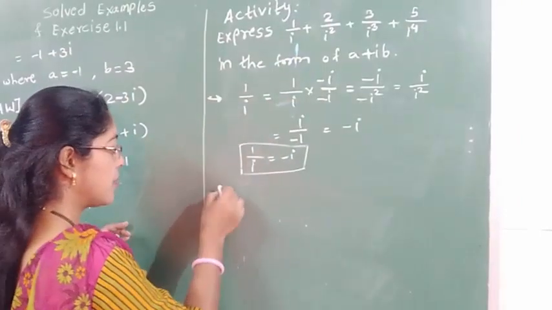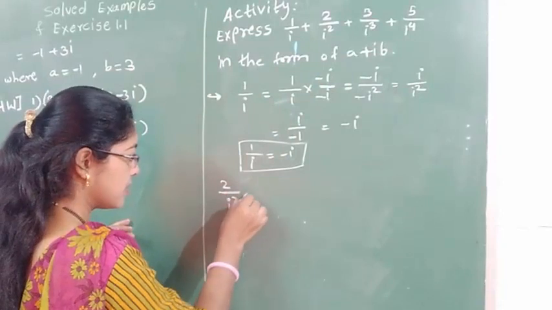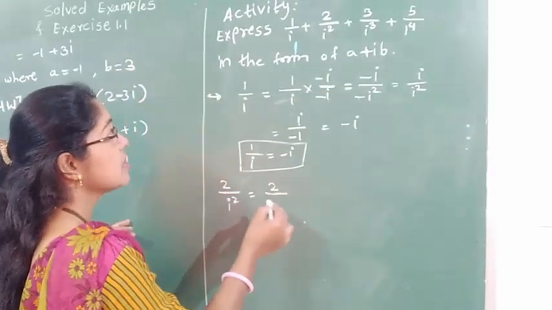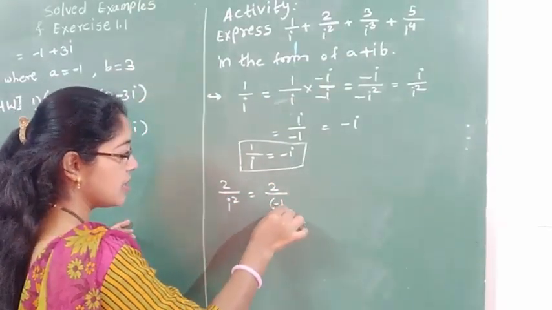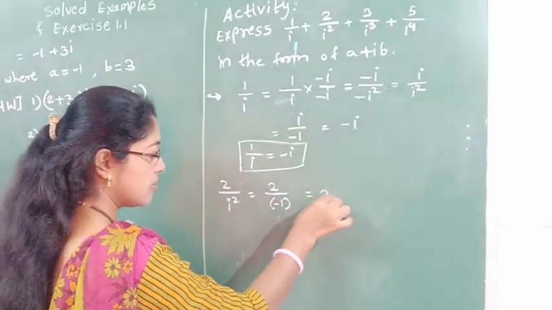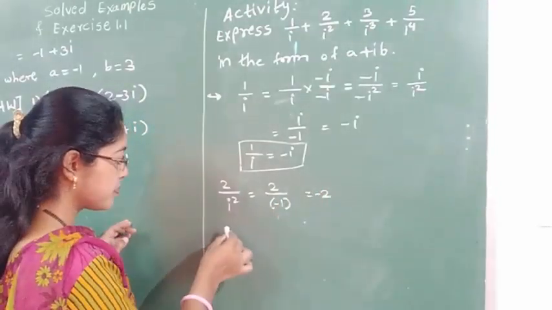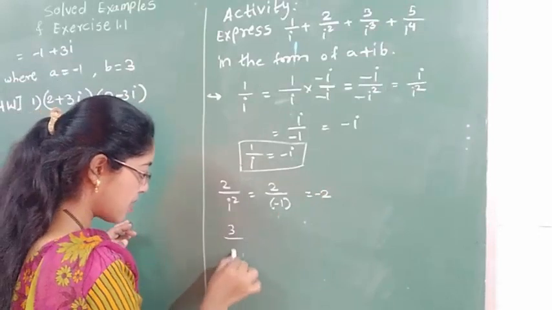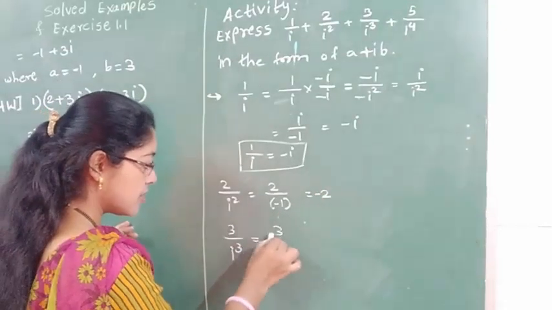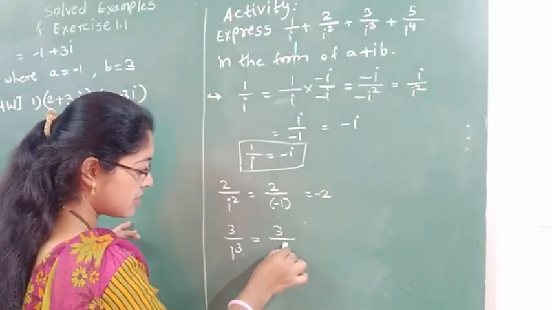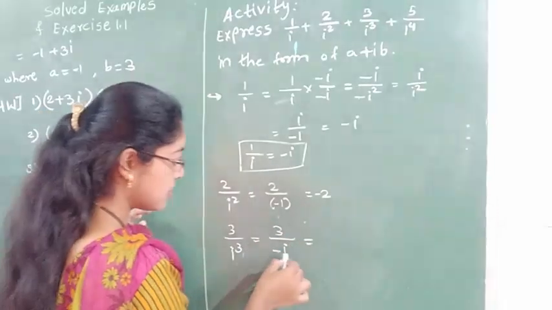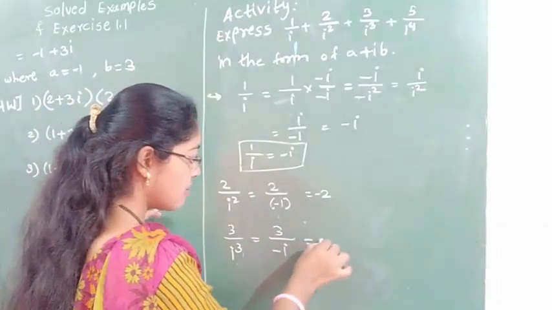नेक्स्ट आहे 2 upon i square. 2 upon i square, i square is minus 1. So this value is minus 2. Next आहे 3 upon i cube. 3 upon i cube is minus i.